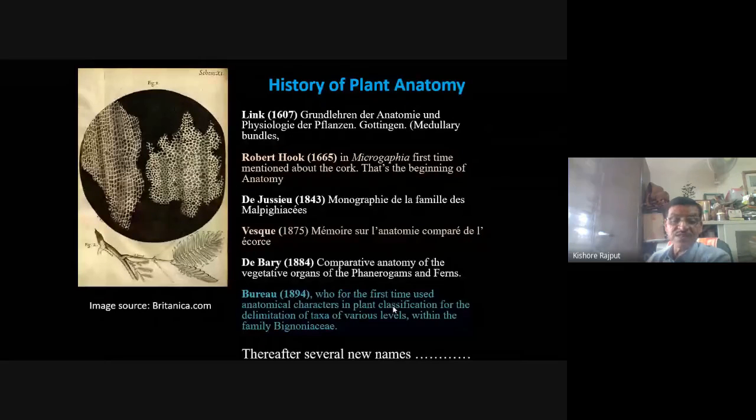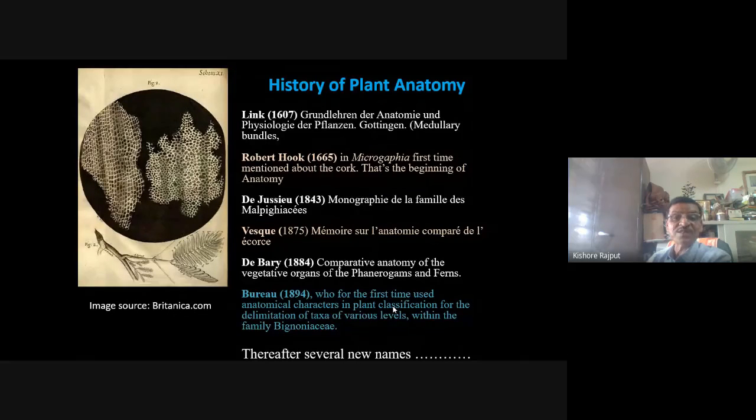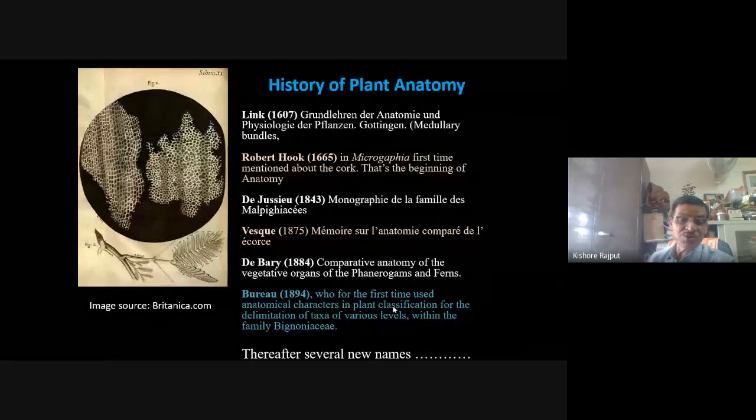Then Bureau. That is the person who exclusively used anatomy in plant classification and delimitation at various levels within the family Bignoniaceae. It means the references I have mentioned above, whether Link, Robert Hooke, De Jussieu, West, or De Bary, these people were basically plant taxonomists, using this technique as additional support to discriminate the family or the taxa. But the actual credit goes to Bureau, who did exclusively anatomical work to delimit the genera and species within this.